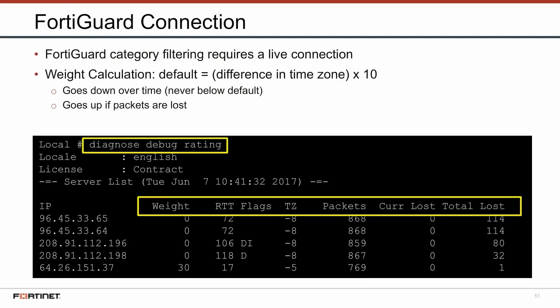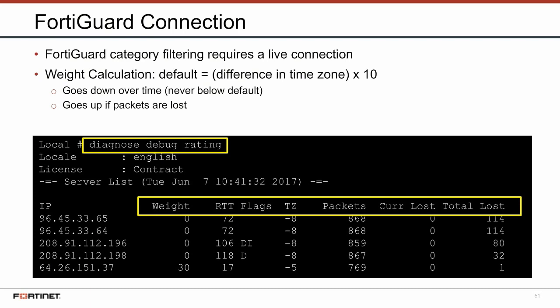Category-based filtering requires a live connection to FortiGuard. You can verify the connection to FortiGuard servers by running the diagnose debug rating CLI command. This command displays a list of FortiGuard servers you can connect to, as well as the following information. Weight, based on the difference in time zone between the FortiGate and this server, modified by traffic. RTT, round trip time. Flags.